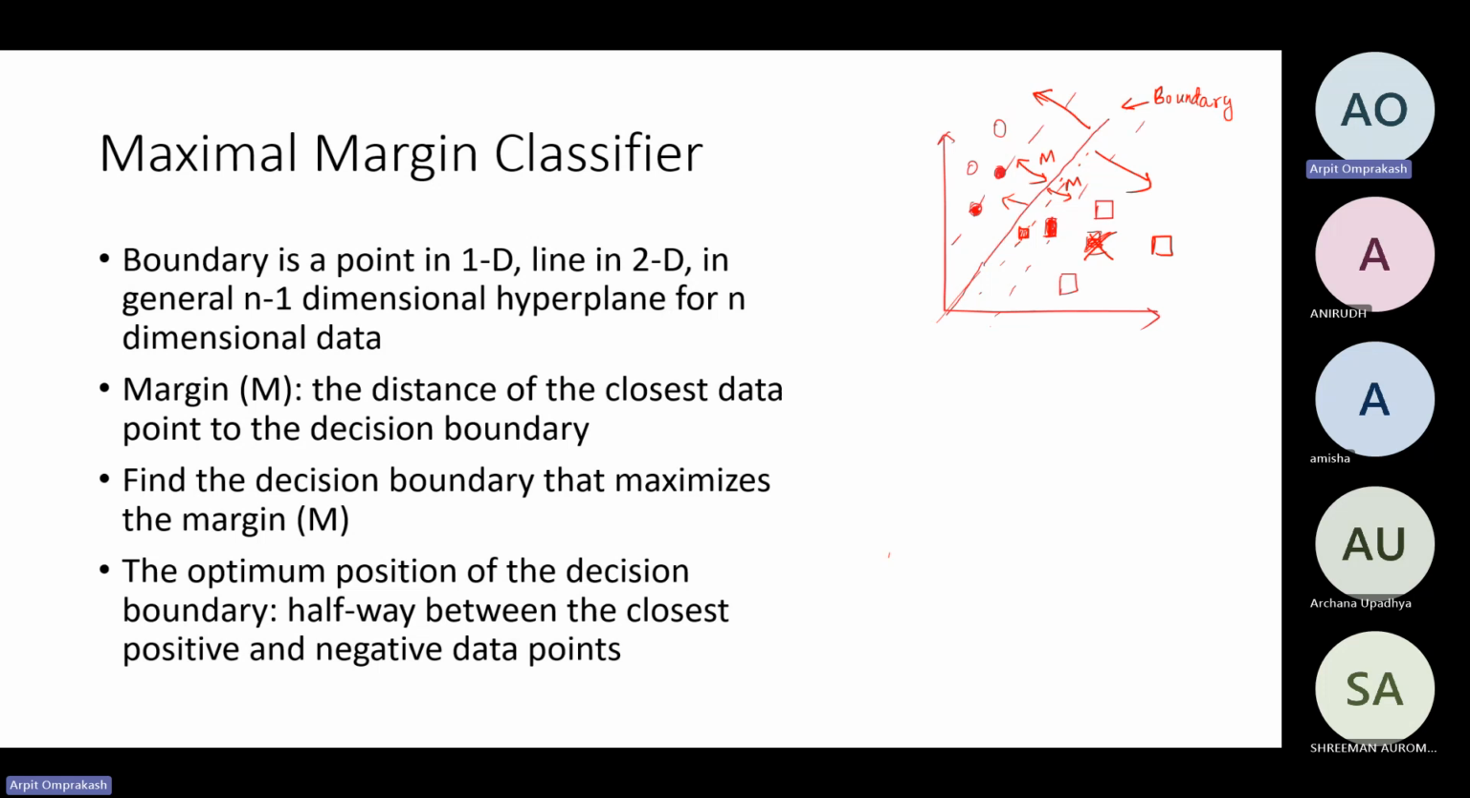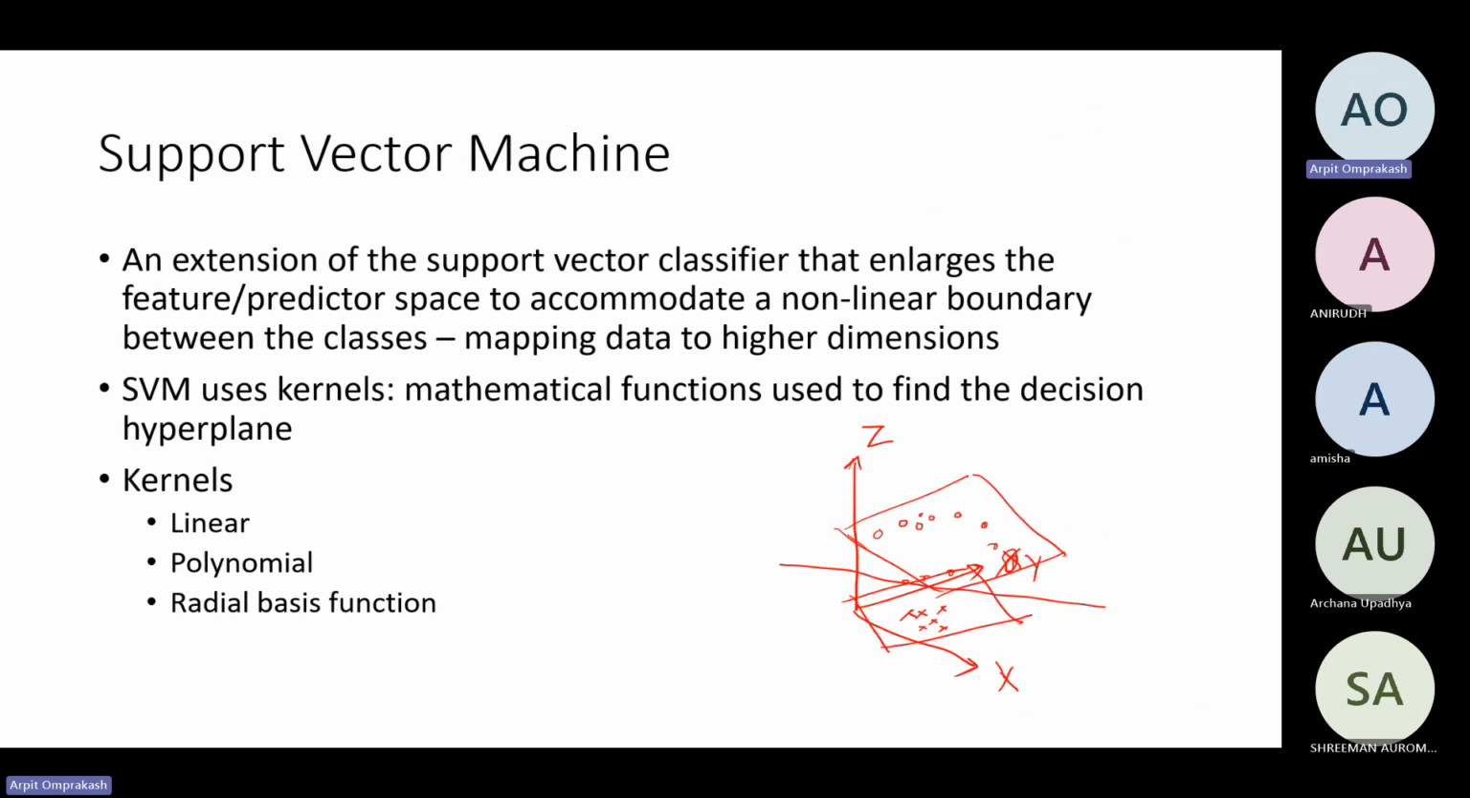So in general, when you have a maximal margin classifier or a support vector classifier or support vector machine, the boundary is basically, for one-dimensional data, a point. For two-dimensional data, the boundary is a line. For three-dimensional data, the boundary is a plane. For n-dimensional data, the boundary is in general an n minus one dimensional hyperplane. Okay. So in case of three dimensions, we'll have a plane right here, which cuts through this whole three dimensions and divides our space into this one cluster and this other cluster.